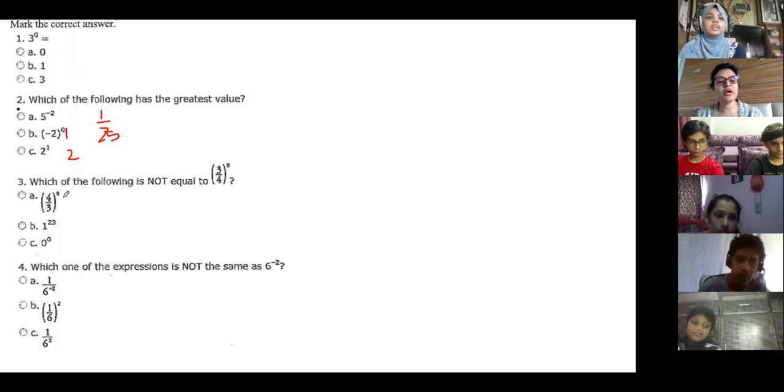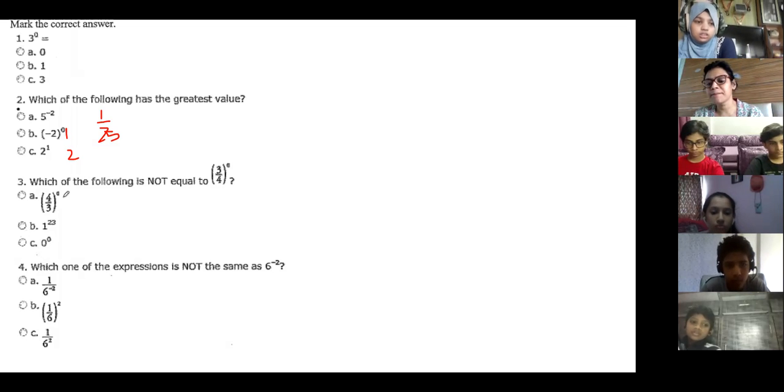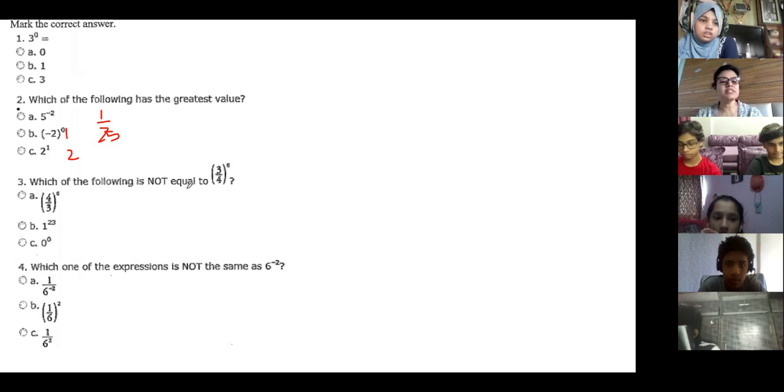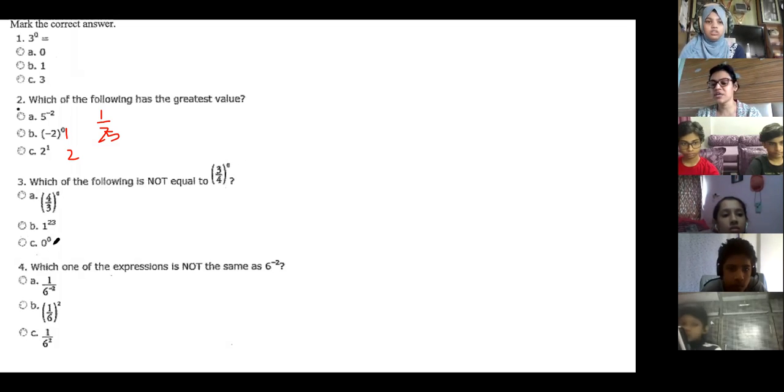What is the value? 4 by 3 raised to 0 is what? 1, ma'am. 1 raised to 23 is what? 1. 0 raised to 0 is not defined. So the answer to which of the following is not equal to 3 by 4 raised to 0 is C.